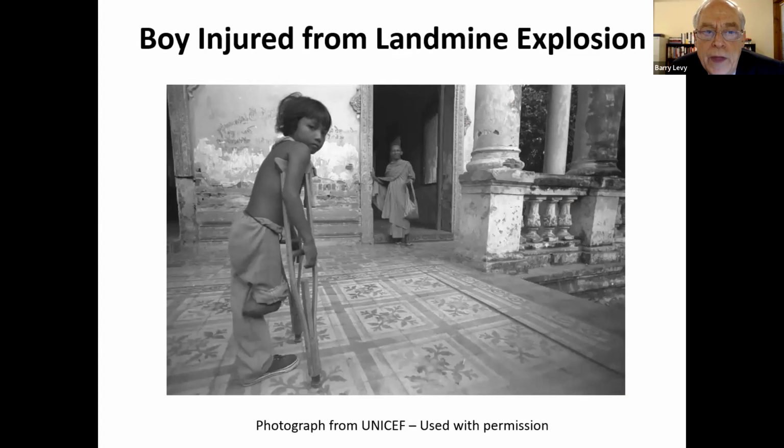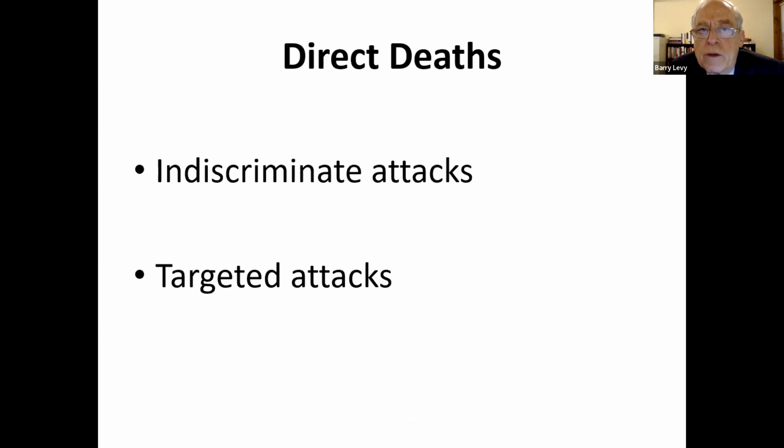Indiscriminate deaths also occur on a smaller scale, deaths and injuries, a boy injured by a landmine in Cambodia, where many landmines were deployed for many years. And I'm distinguishing between indiscriminate deaths and injuries and illnesses among civilians and targeted attacks, which are occurring increasingly. Physical and sexual attacks, often on women, but also on children and men. Civilians are targeted and attacked as a strategy of war.